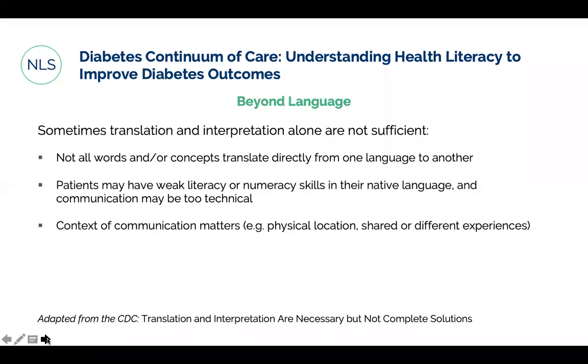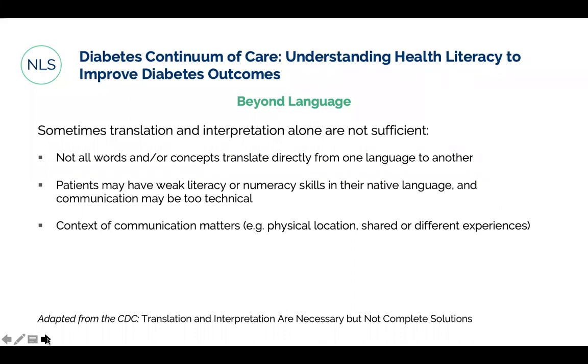When we're thinking about language, it's really important that health messages are being delivered in a language that the patient fully understands. Translation and interpretation services are helpful, but can sometimes be problematic or insufficient. For example, not all words and/or concepts translate directly from one language to another. Patients may have weak literacy or numeracy skills in their native language, and communication may be too technical.